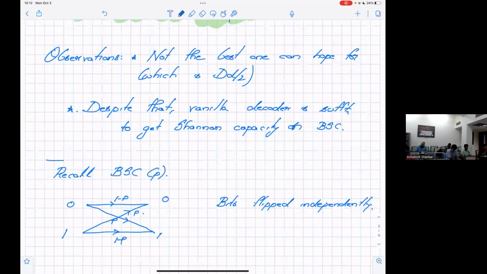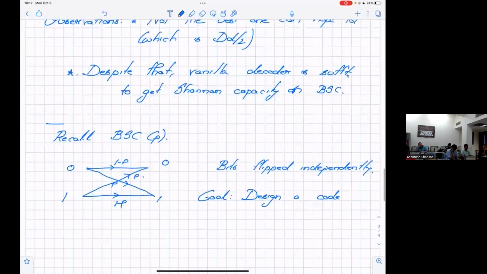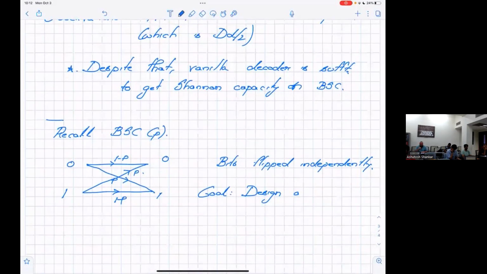We want to recover, and the goal is to design a code, more precisely an explicit code. Shannon already gave a randomized code. So the goal is to design an explicit code that achieves the Shannon capacity.